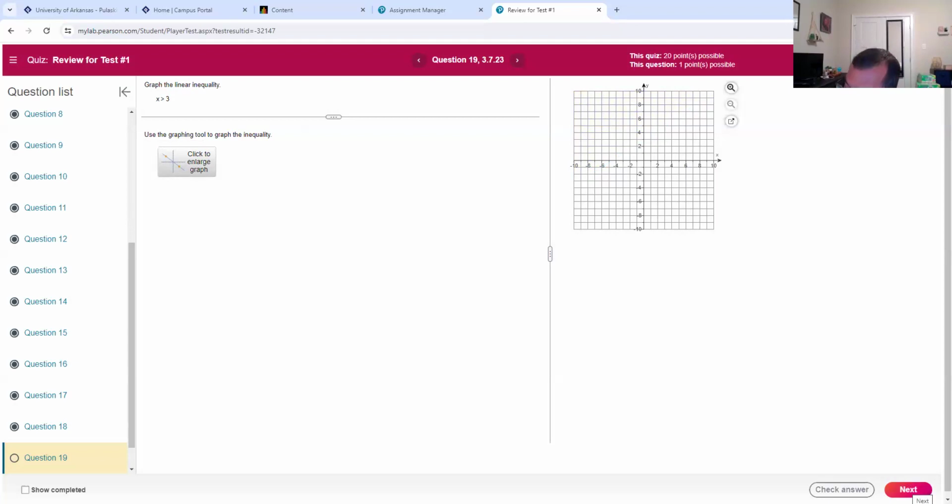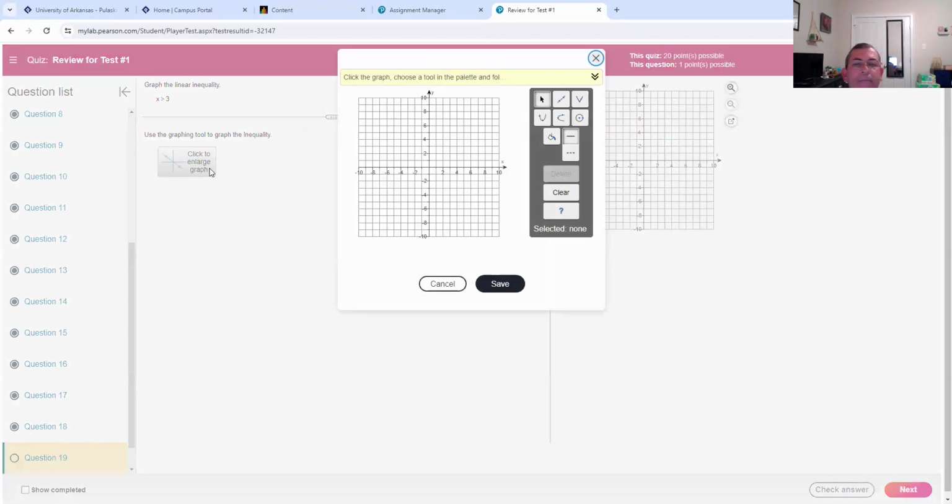So x greater than 3. So really on this one, we don't have to do no work. Remember, when it's x equals a number, x greater than a number, x less than a number, this is a vertical line. So all we got to do is go click our graph. Now notice, there's not an equals under that. That is just a greater than. So you would come down and click the dotted line. Okay, if you use a solid line, it will mark you wrong. So use the dashed line, click the line tool.